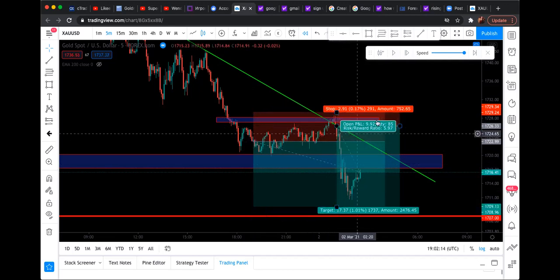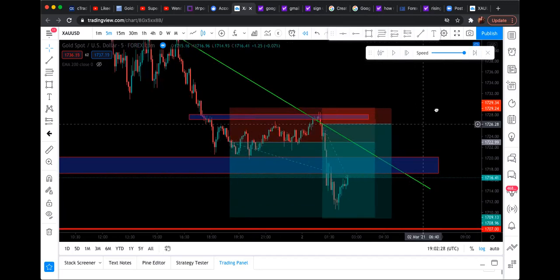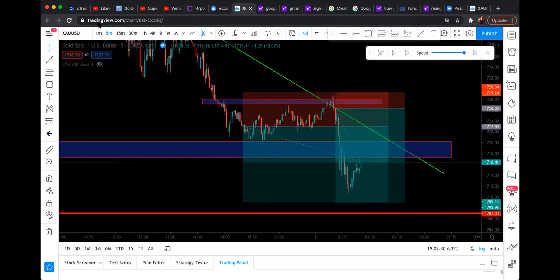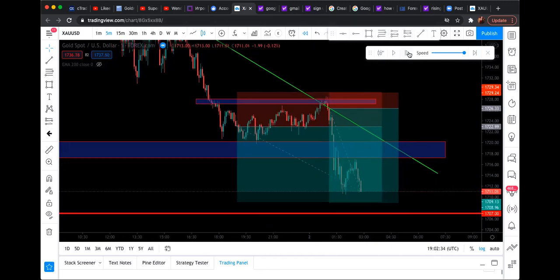Look at your risk to reward. 2 pips for what? For 17 pips? You can calculate that risk to reward. That is more than 1:10 even. Do you get what I'm trying to explain? That is more than 1:10. What again are you waiting for? Is everyone getting what I'm trying to explain?